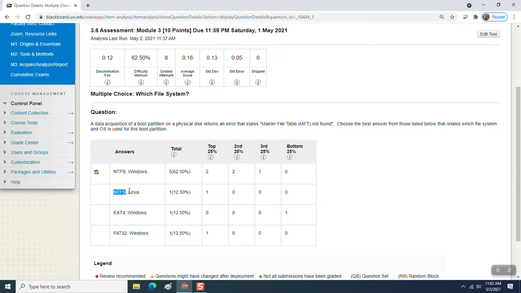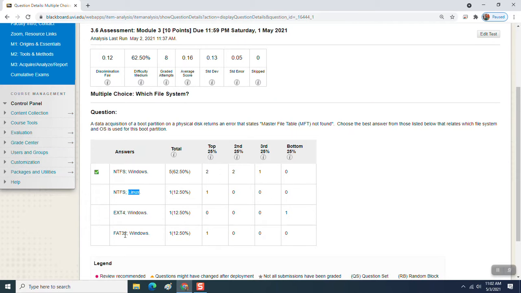NTFS is not associated with Linux. EXT is not associated with Windows. EXT4 is associated with Linux. So EXT4 and Linux are associated. NTFS and Windows are associated. FAT32 is an older version of Windows.